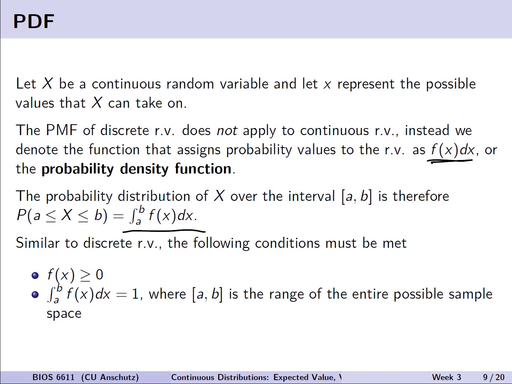f of x must be greater than or equal to 0 at all points of the sample space. So much like the PMF, we cannot have negative probabilities. We can have a probability of essentially 0, but not actually a negative chance. Similarly, if a to b is the range of the entire sample space, the integral from a to b of f of x dx must equal 1, or in other words, the area under the curve must sum to 1.